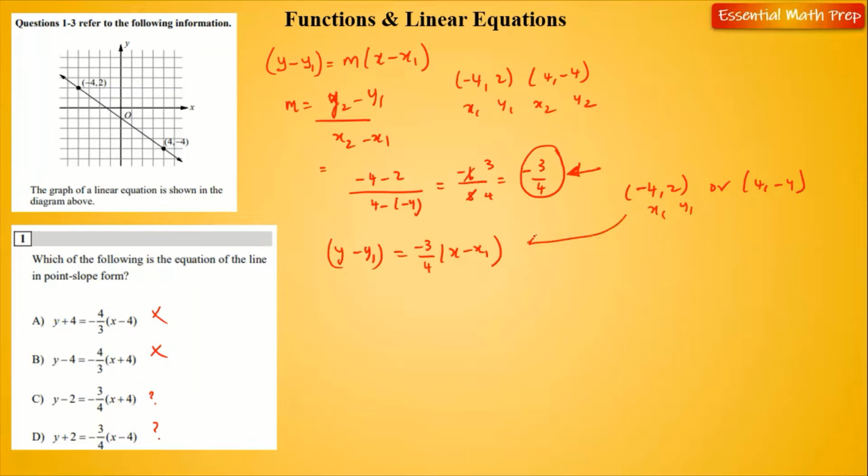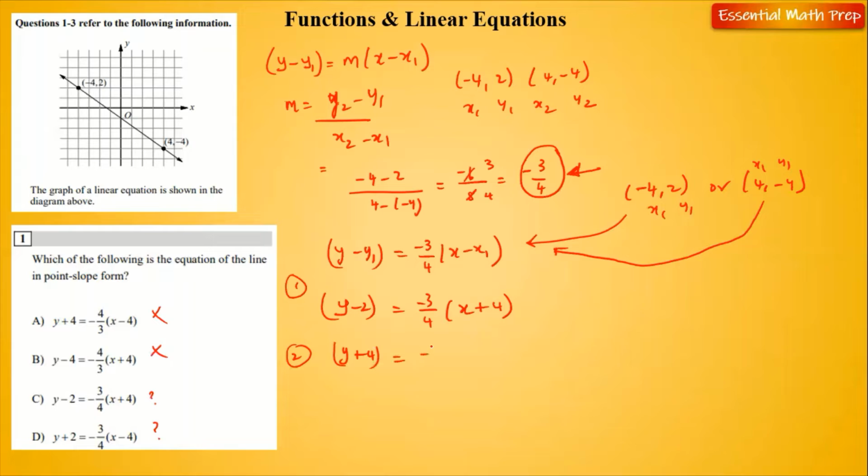So let's substitute this into this expression, which would transform this expression as y minus 2 equals negative 3 over 4 times x plus 4. This is one equation. The second equation is we substitute this into this expression. So this is your x1, this is your y1. So that is y plus 4 equals negative 3 over 4 times x minus 4. Both of these are correct, but the chances are only one of these would make the answer choice.